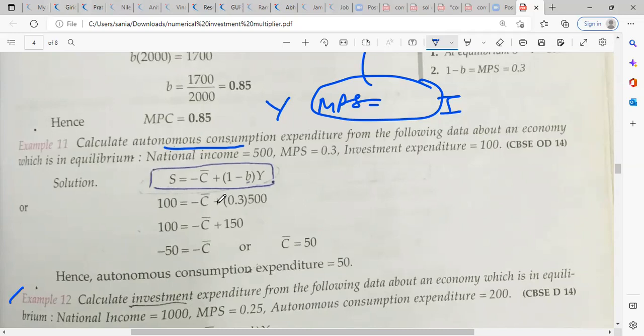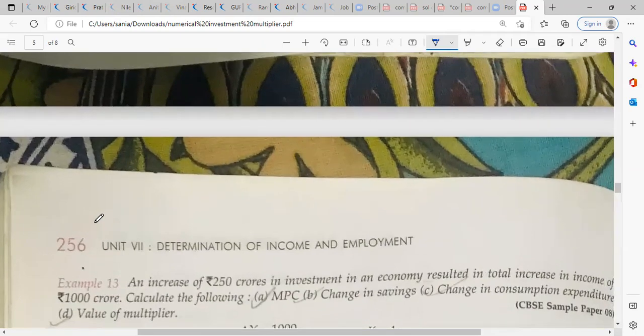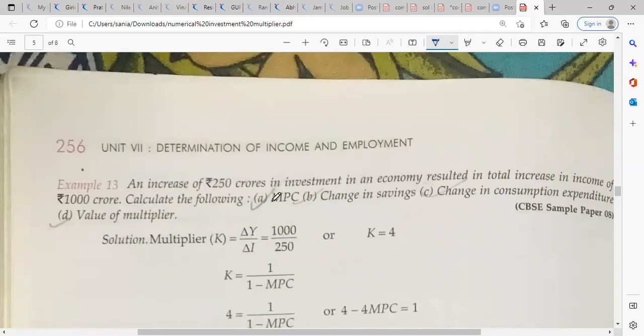Done? Others? Example number 12. Okay, now example number 13. Done, ma'am. Okay. Now I will explain you example number 13.